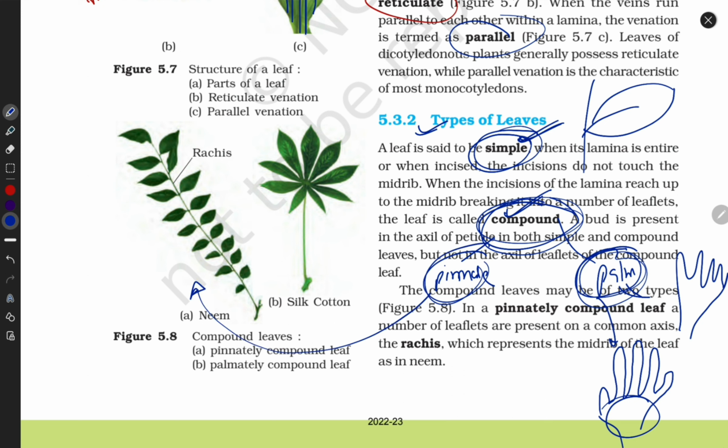Look at here. This is an example of pinnate. Look at here. This is the axis. We call it a rachis. And look at here, guys. In a single axis, multiple leaves originate. Multiple leaves originate.